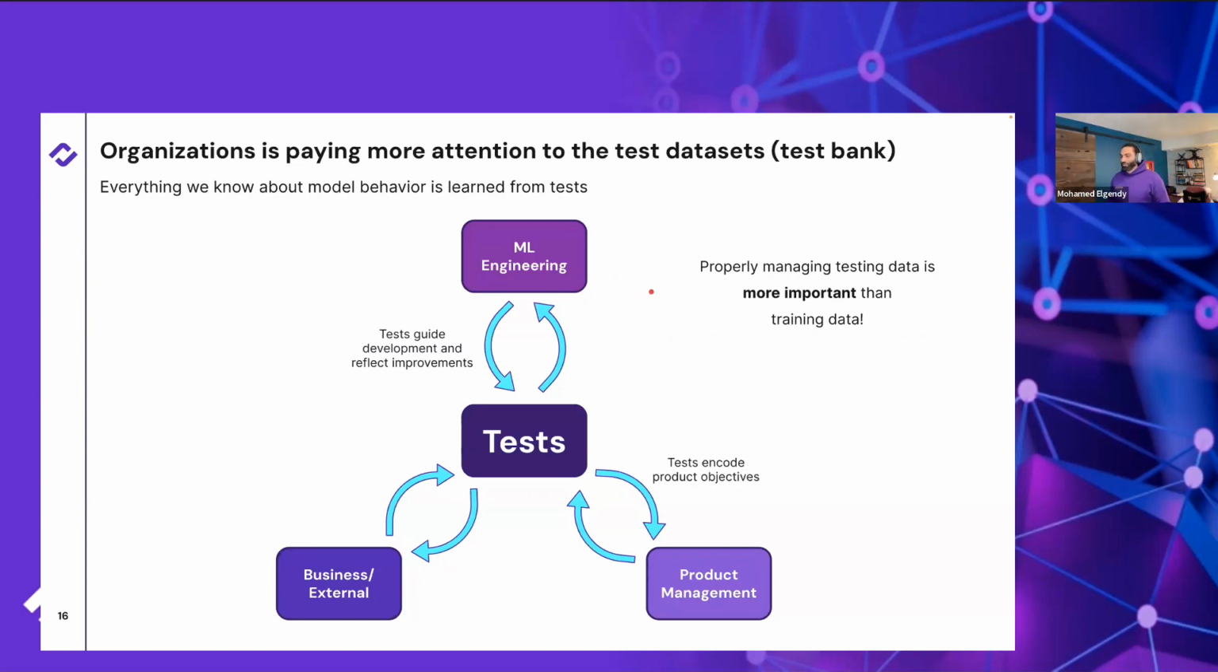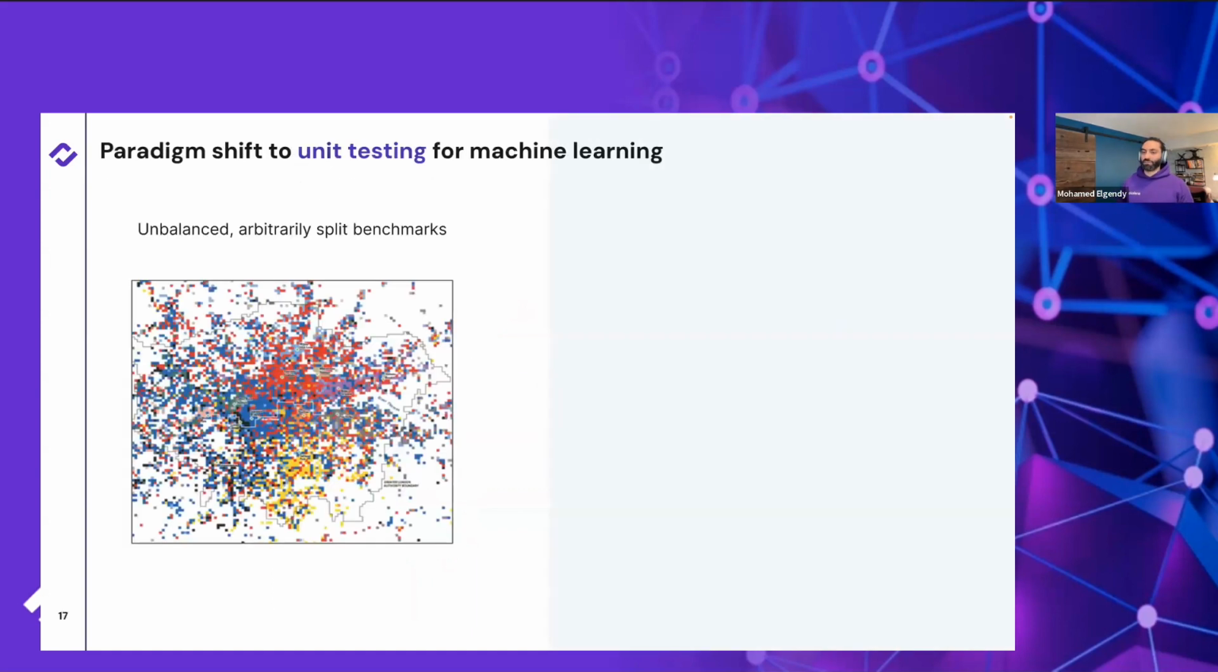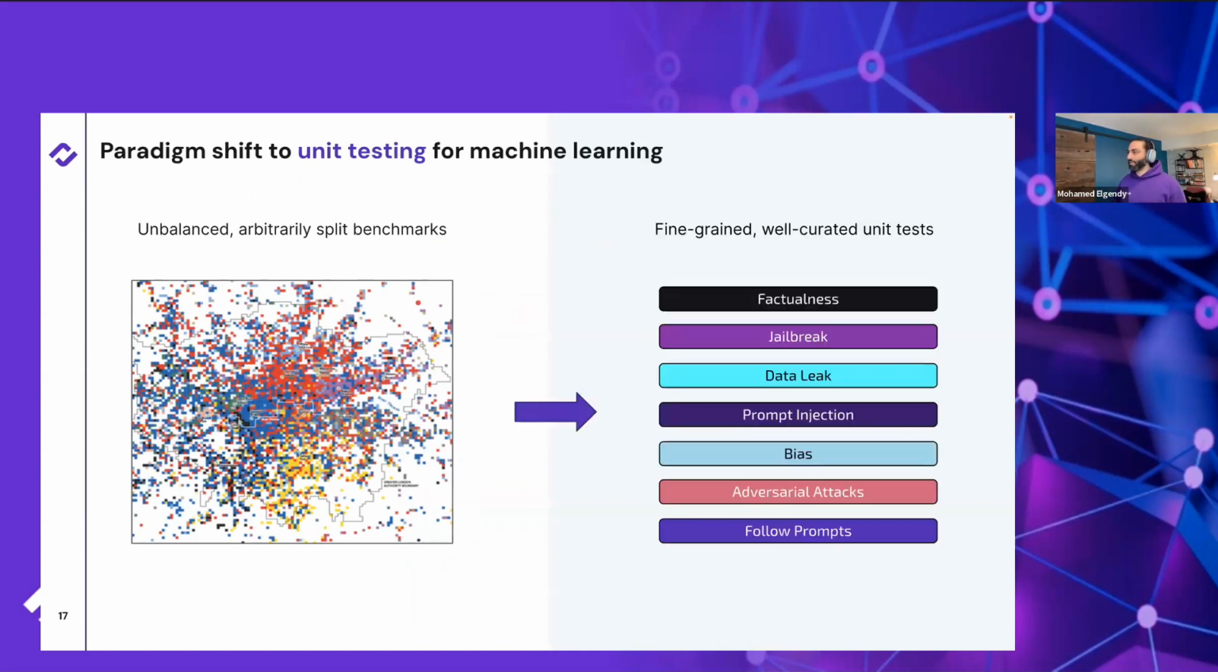Product managers use the test data to encode the product objectives. Business folks, external folks, customers, and others interface with the test data through us to understand the model performance. We communicate with them the behavior and the capabilities of the product. So we start seeing a paradigm shift to unit testing for machine learning. The way we live now, we split our data into train and test, and we have some arbitrarily unbalanced split for test data. We start seeing that moving into more fine-grained and well-curated testing scenarios or unit tests.